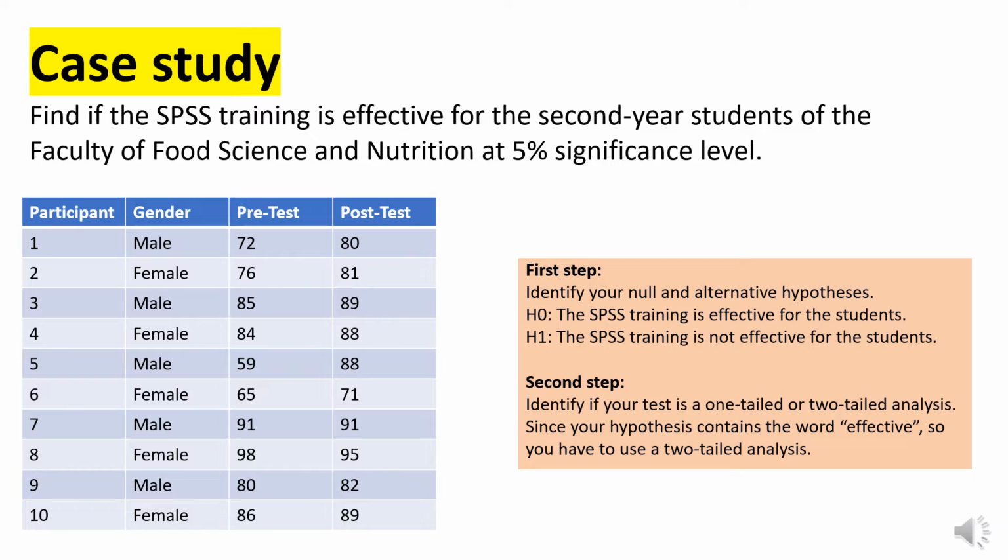Second step is to identify if your test is a one-tail or two-tail analysis. So you have to refer back to your hypothesis. Since your hypothesis contains the word effective, you have to use a two-tail analysis because we don't know if this training gives a positive or negative impact to the students. So that's why we use the two-tail analysis.